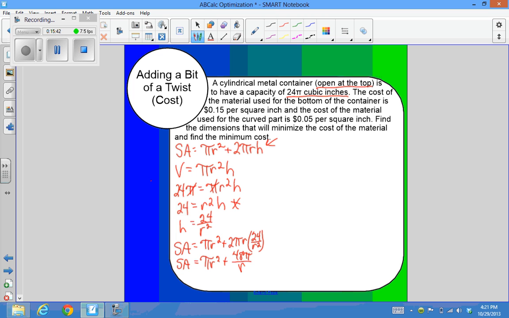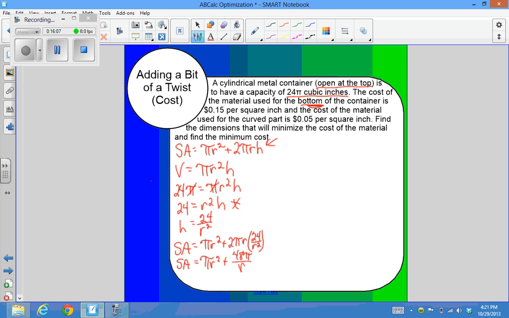Again, finding the cost. I don't want just the dimensions this time. I want to minimize the cost of doing this. And so that takes on a whole new thing. It's not that I'm just taking my surface area and setting it equal to 0. I've got to go back up here. The cost of the material used for the bottom of the container is 15 cents per square inch.